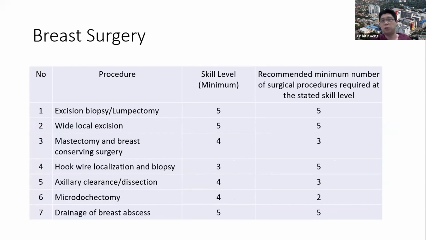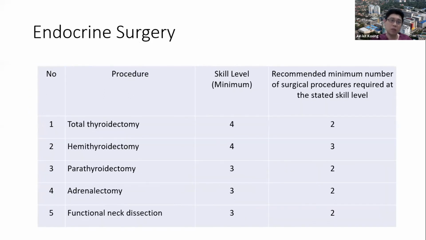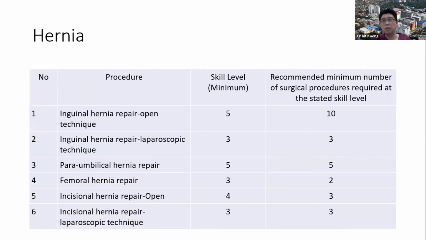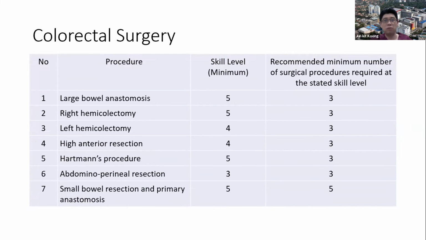Breast surgery, for example, you need to do a good number of lumpectomies, wide local excision, and also drainage of breast abscess. Even mastectomy, those cases you're actually doing under supervision. Thyroidectomies, most of them are 4 and 3s, which means still under supervision. As you can see, not that many also, thyroidectomy 2 and then hemithyroidectomy 3. Thoracic surgery, thoracotomy under supervision 2. Hernias, we expect you to be able to do at least 10 already, which I'm sure a lot of you have done more than that. Your paraumbilical hernia and so forth.